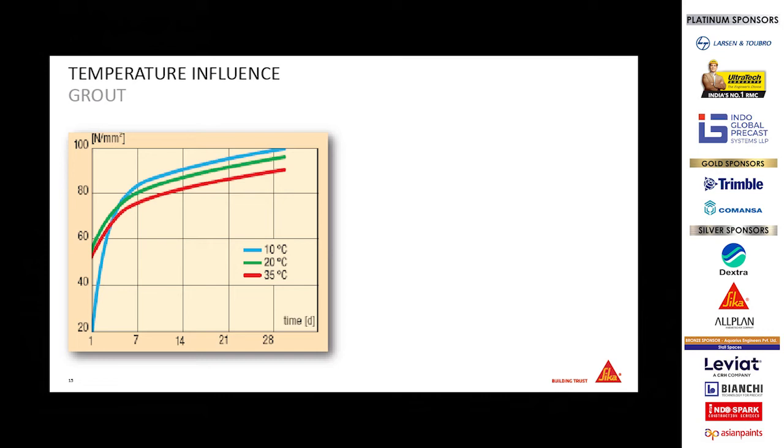You can see 1 to 3 days strength gain would be very, very slow, but at later part, after 3 days, the strength gain is normal or rather better. Why? Because the initial temperature was less, the water molecule had evaporated at a slow rate after complete hydration of grout, and then the strength gain is complete.